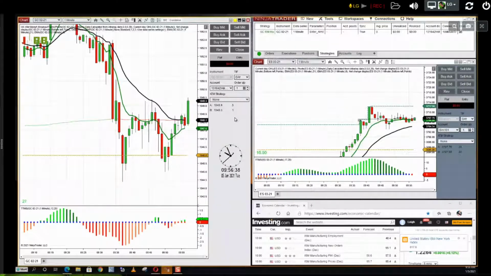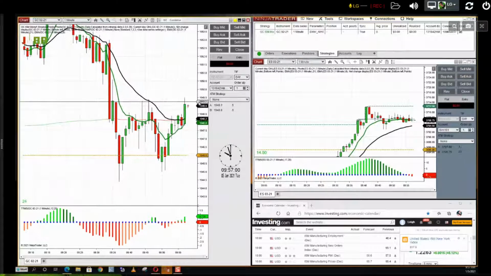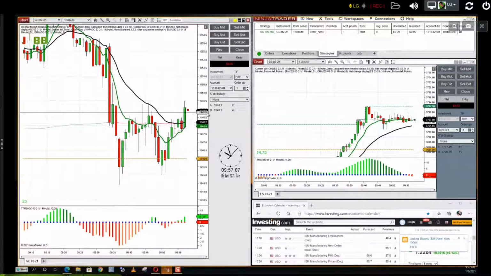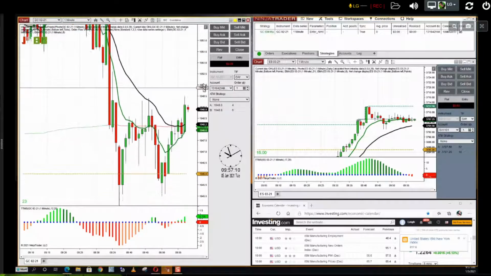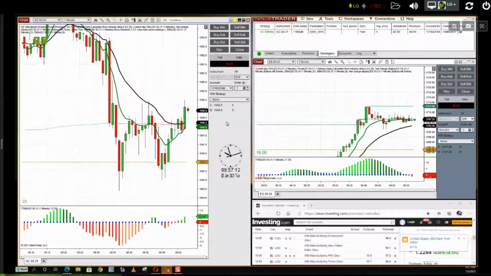So you see how volatile gold is right now, folks? It's got to calm down pretty quick or I might pass. Okay, that's a pretty volatile candle.